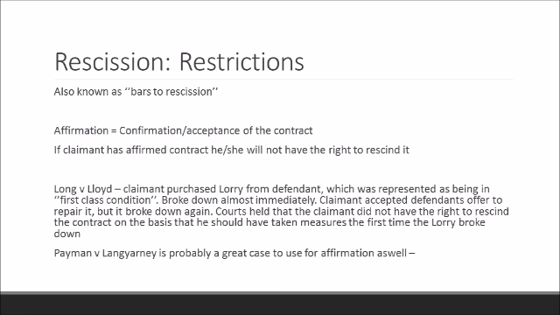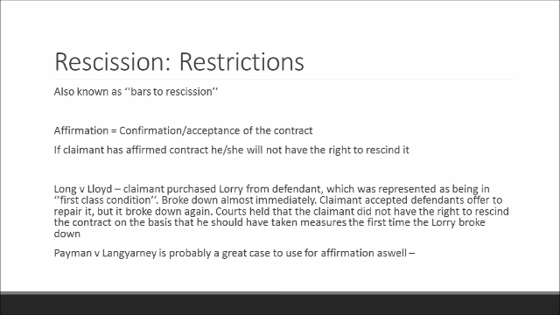So in Long and Lloyd, the claimant purchased a lorry from the defendant, which was represented as being in first-class condition. However, almost immediately, the lorry broke down, and the claimant accepted the defendant's offer to repair it, but then it broke down again. And the courts held that the claimant did not have the right to rescind the contract on the basis that he should have taken measures the first time the lorry broke down. As soon as that lorry broke down, he should have taken measures. He should have sought out a remedy then. But because he accepted the defendant's offer to repair it, he affirmed the contract.